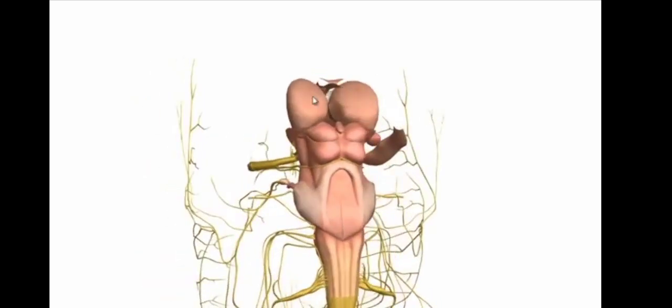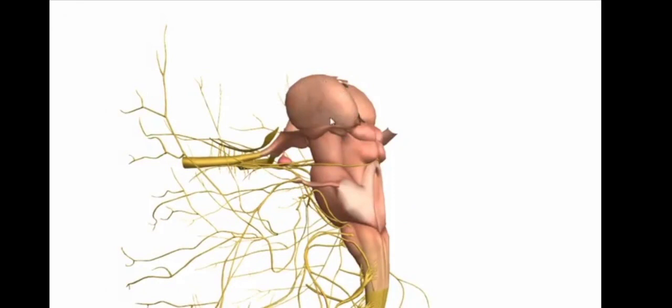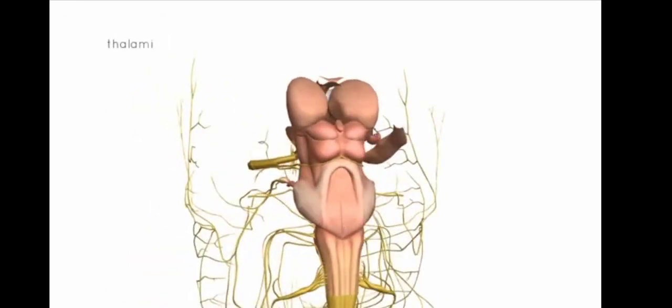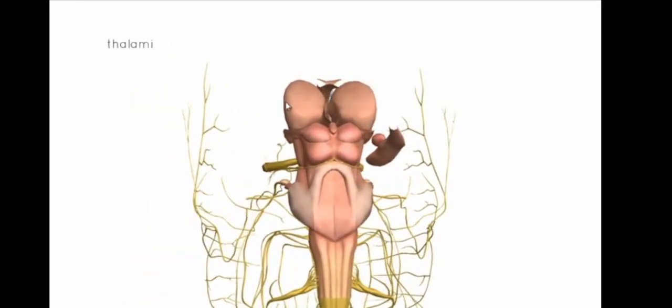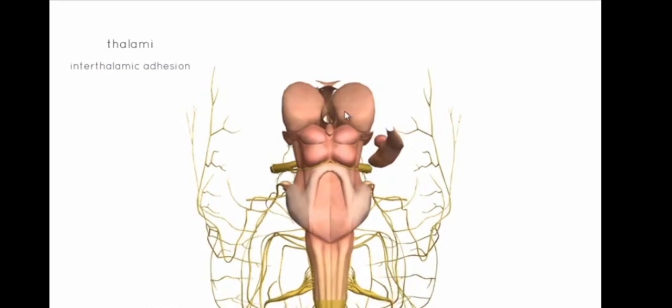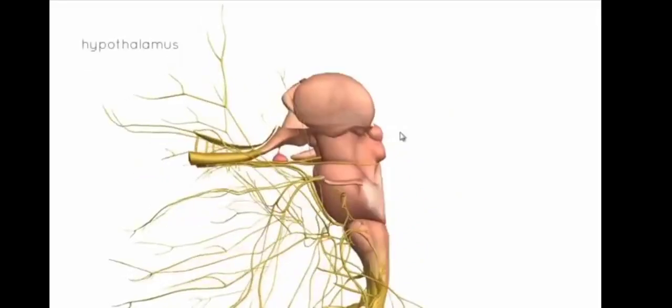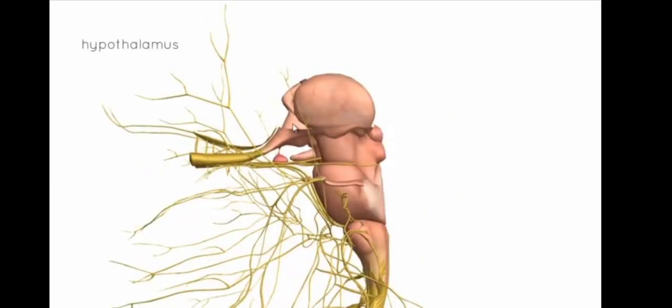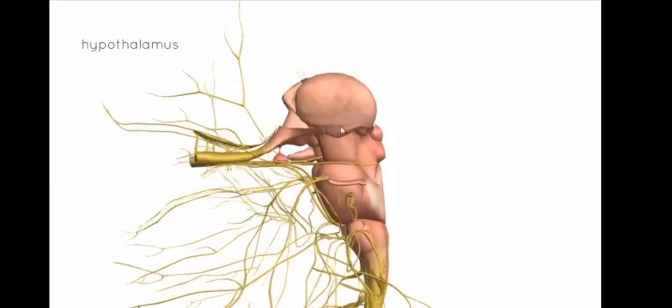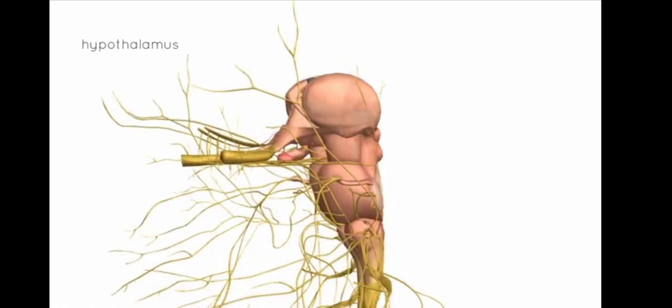So if we turn the brainstem, here above, this paired structure, which is spherical or oval, is called the thalamus or the thalami. There is the right and the left thalamus seen above the brainstem, isn't it? In between them there is the interthalamic adhesion, the connection between them. And below the thalamus is the hypothalamus. So this is the hypothalamus here in this region.